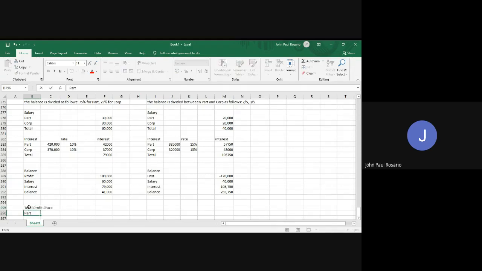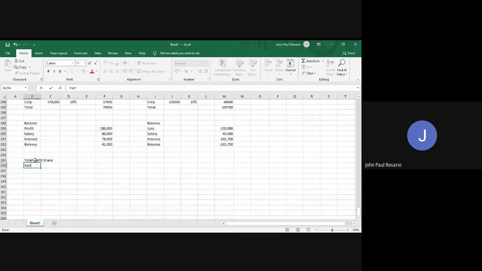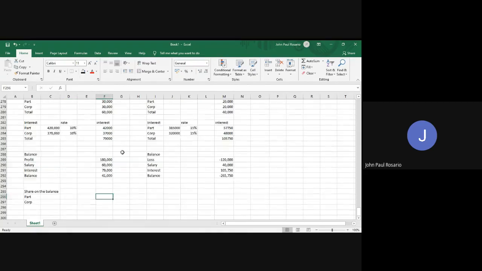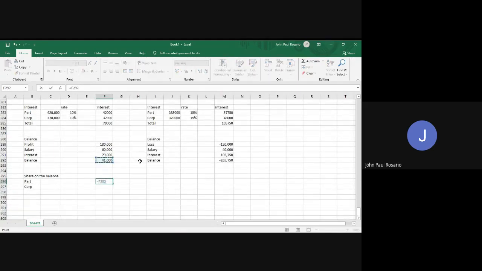So for Part, it's the share on the balance. So Part gets 75% and Corp gets 25%. So this 41,000 times 75%, while Corp, we times 25%. Now total them, guys. This is 41,000 here. Okay? So, total profit share.